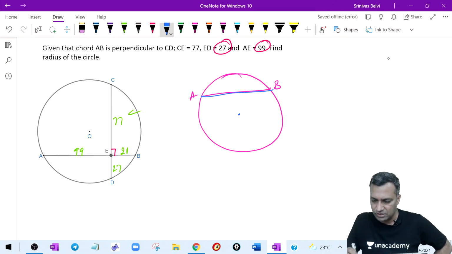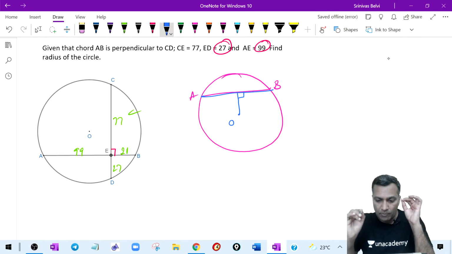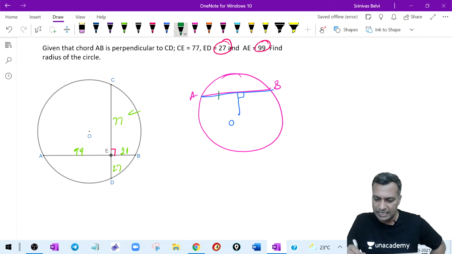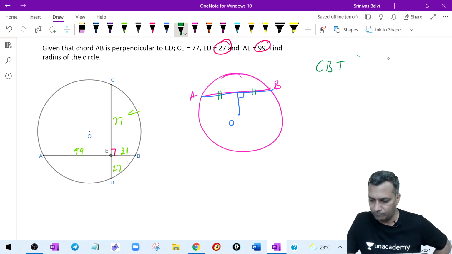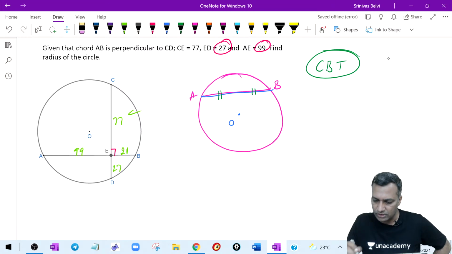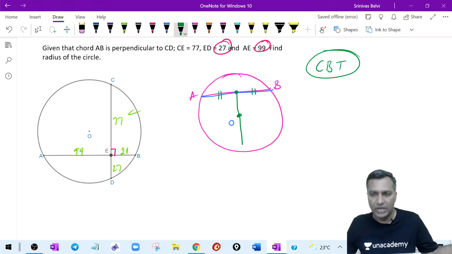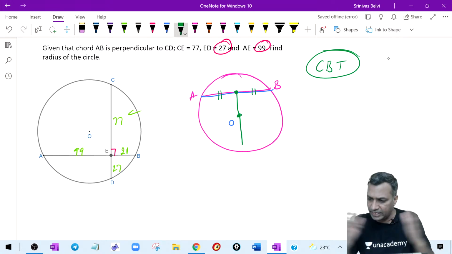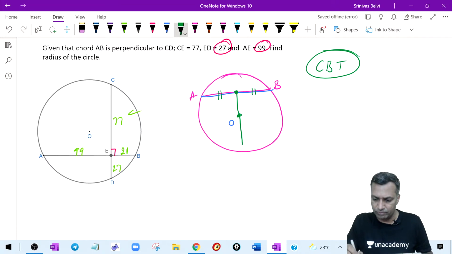Now I have the center of the circle O. If I drop a perpendicular to this particular chord, it bisects the chord. This is called the chord bisector theorem. The other way around is also fine. If I pick the midpoint of the chord and draw a perpendicular, then it will go through the center. You take a chord, mark its midpoint, and drop a 90-degree line.